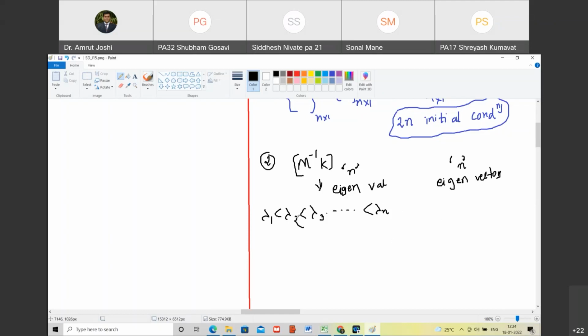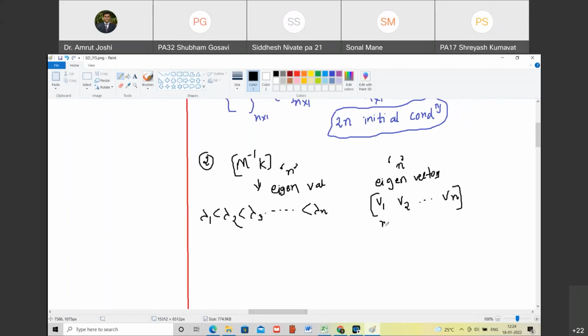Yes, sir. The corresponding eigenvectors we will call v1 to vn. As soon as we arrange these v1 to vn eigenvectors, we get a matrix, each of these eigenvectors being of size n cross 1. So this total matrix is of size n cross n. This matrix itself is phi. Are you with me? Yes, sir.